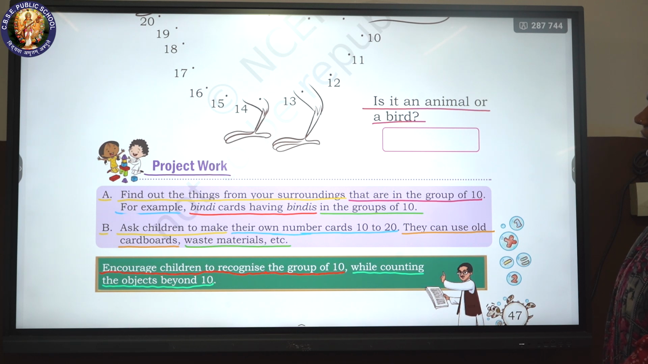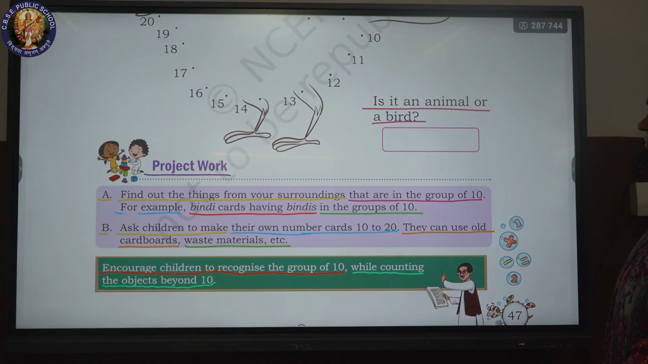B. Ask children to make their own number cards 10 to 20. They can use old cardboards, waste materials, etc. Encourage children to recognize the group of 10 while counting the objects beyond 10.